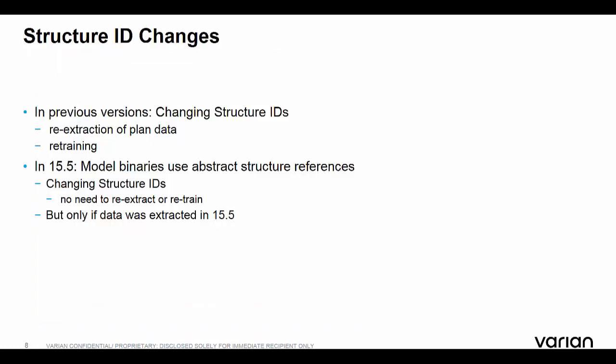Previously, when a structure ID was modified in a model, in model configuration, the extracted data was lost and re-extraction was necessary. Now with models created in version 15.5, model binaries use abstract model structure references, so changing structure IDs does not cause the extracted data to be lost.